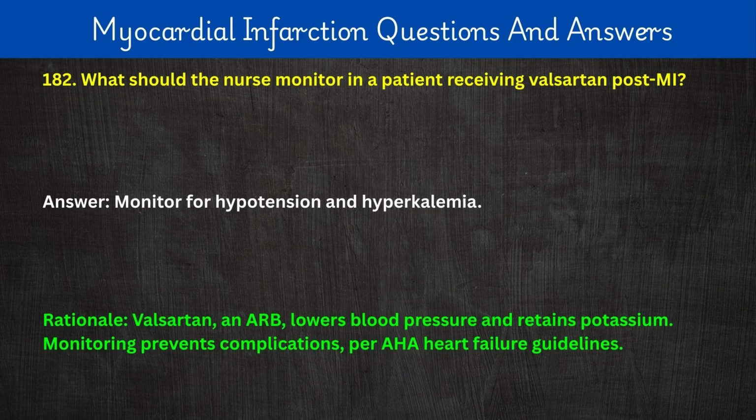182. What should the nurse monitor in a patient receiving valsartan post-MI? Answer: monitor for hypotension and hyperkalemia. Rationale: valsartan, an ARB, lowers blood pressure and retains potassium. Monitoring prevents complications per AHA heart failure guidelines.